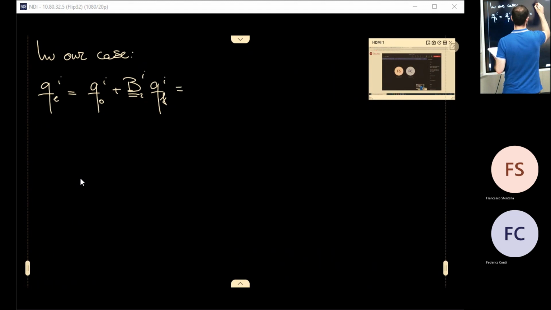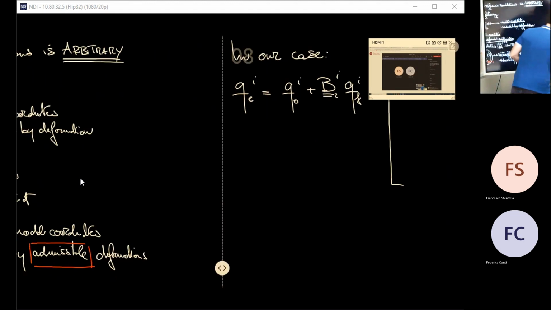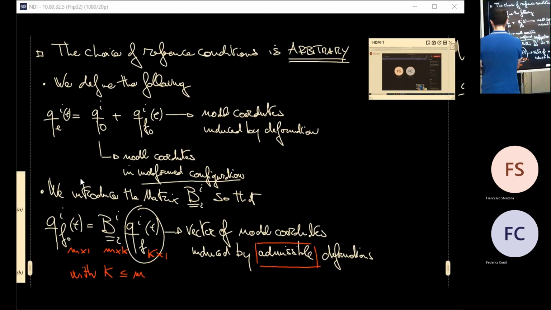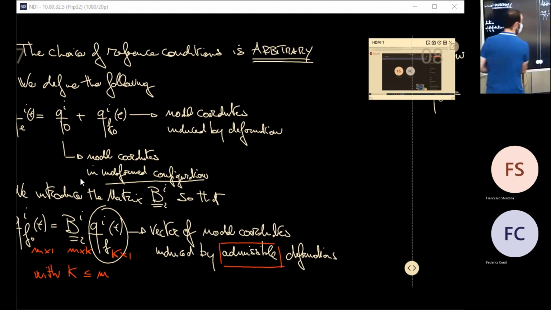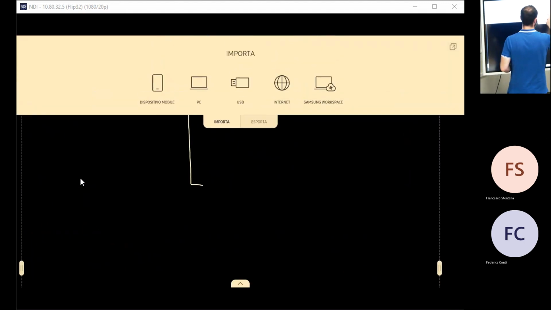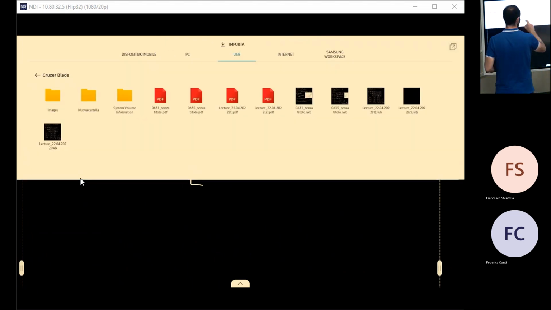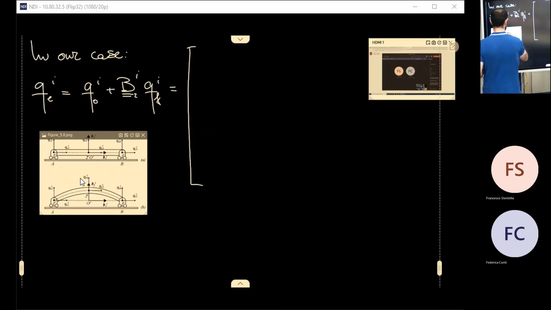Now, let's actually see what are the different vectors. Q0 is the initial value of these coordinates. Let's actually report it here, because otherwise we have to go back and forth every time. So allow me to reuse the image here.